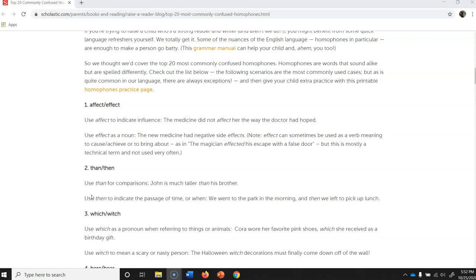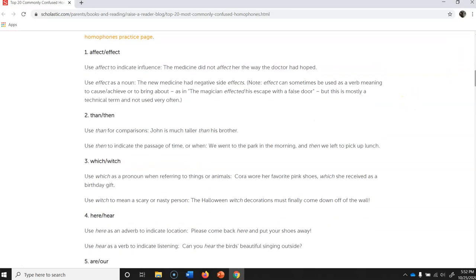Then and than is also, that's number 2 on the list, one that gives people trouble. We use than with an A, THAN, when we're talking about comparisons. So if I were to say, my cat is much cuter than your cat, I'm comparing my cat to your cat. So I'm going to use THAN. Then with an E is used to indicate the passage of time or when something happens. So if I were to say, and then I decided to end the video, I'm talking about a moment in time. Okay, so I'm going to use THEN.